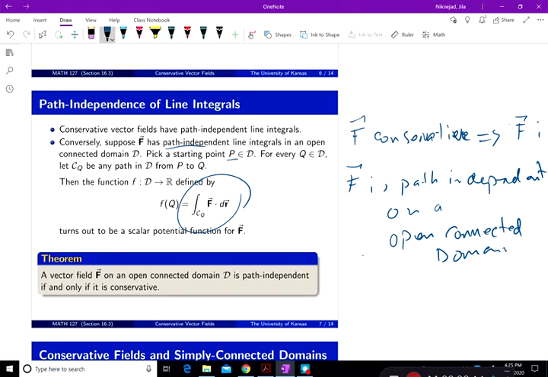And so the theorem says a vector field F on an open connected domain D is path independent if and only if it is conservative. And we learned the method of finding that potential function. Just fixing a P, and for every Q in the domain, you can find a value, and that value makes that potential function.